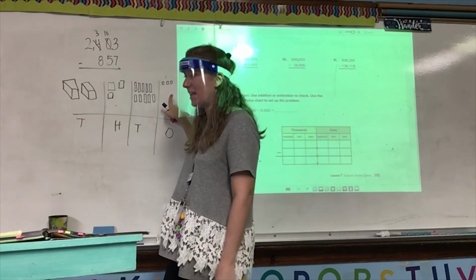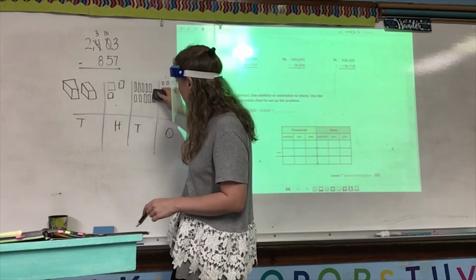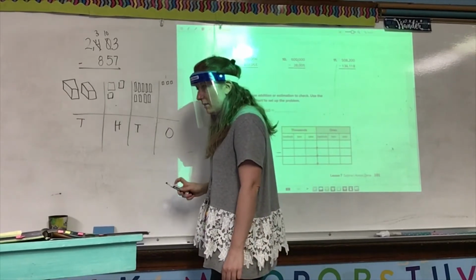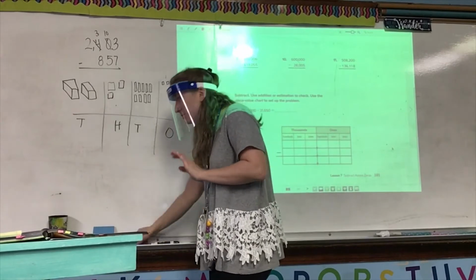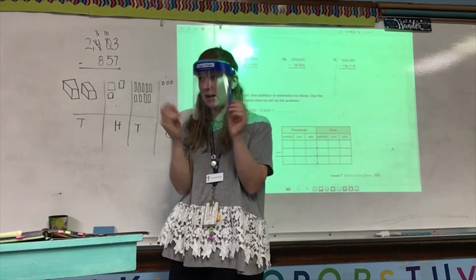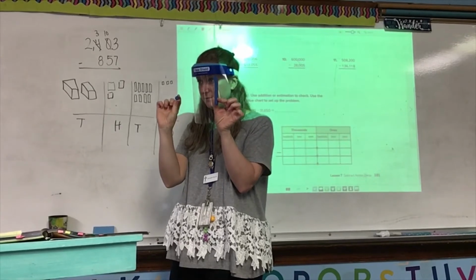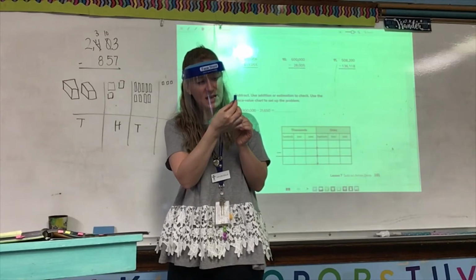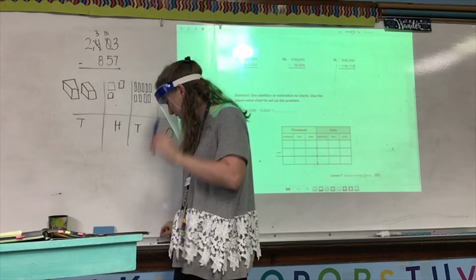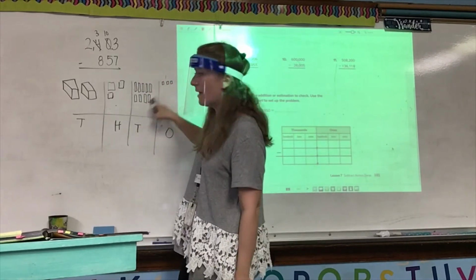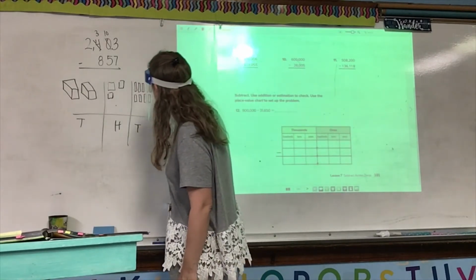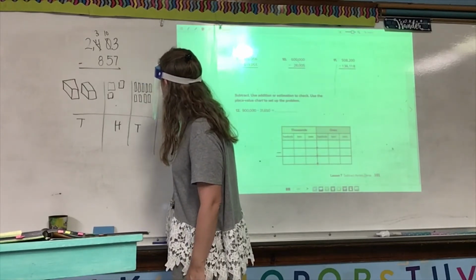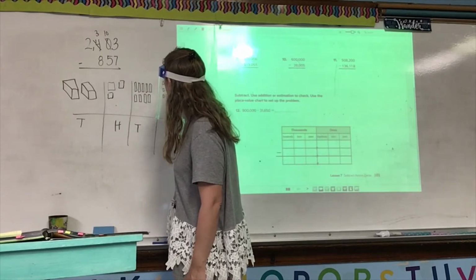Now, it still doesn't help me here, so I have to take how many 10 rods? And I have to turn it into how many ones cubes? Well, I took my 1 10 rod and I turn it into how many ones cubes? 10, because there are 1, 2, 3, 4, 5, 6, 7, 8, 9, 10 ones cubes in 1 10 rod. So now I need to add 10 extra ones cubes.